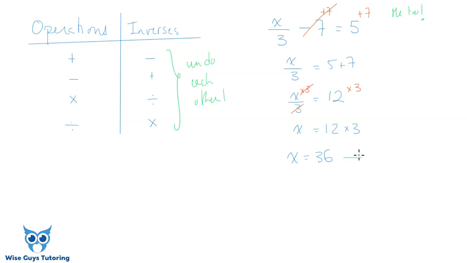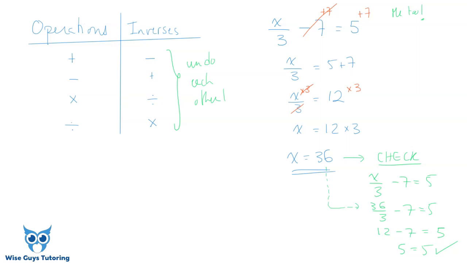Let's check ourselves. Check, check, check. So I'll put my original equation in here, which is x over 3 minus 7 equals 5. Let's substitute in my value of 36. And 36 over 3 minus 7 equals 5. 36 over 3 is 12. So 12 minus 7 is 5. 5 equals 5. Boom. There you go. x equals 36.